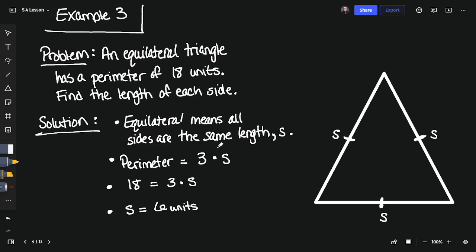And we know that the perimeter would have to be, well, adding them all together, you would get 3 times s. But we're already given an expression for the perimeter. We know the perimeter is 18 units. So we know that 18 has to be equal to 3 times the length of one of the sides of this equilateral triangle. And when we divide 18 by 3, we get the side length as 6 units. What that means is that this equilateral triangle has side lengths that are all 6 units.